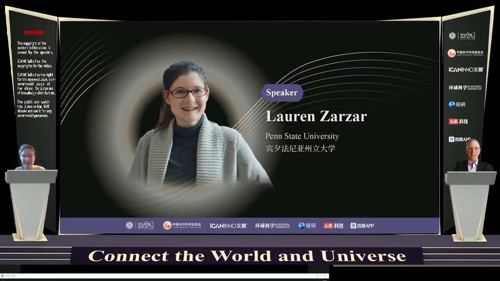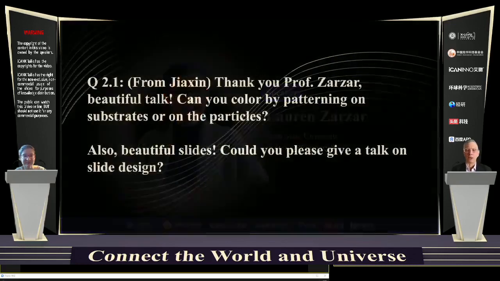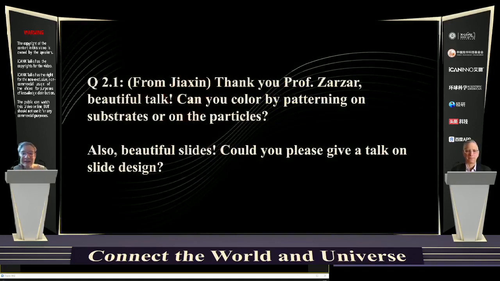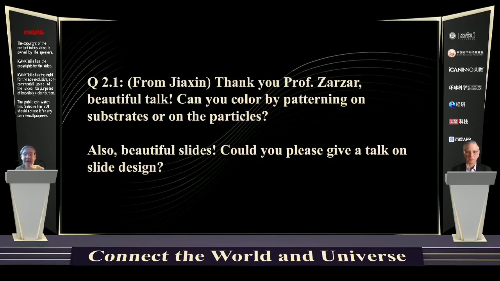So first, thank you, Professor Zarzar. Beautiful talk. Can you color by patterning on substrates or on particles? Yes, so you can definitely pattern the color on substrates. For instance, what we're thinking about doing is having different shapes or geometries of structures that you could then pattern over a surface so that you would get structural colored images. Particles might be a little bit trickier, but if you had different shapes or sizes of particles that gave different colors, and you could formulate that into an ink, you might be able to print that over a substrate as well to get color patterning.